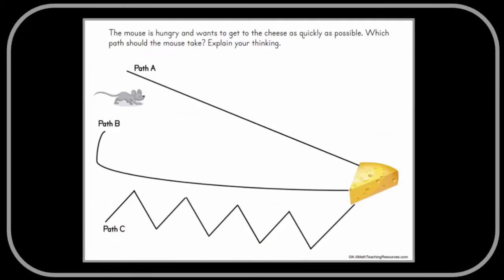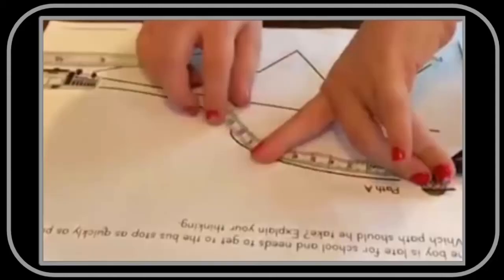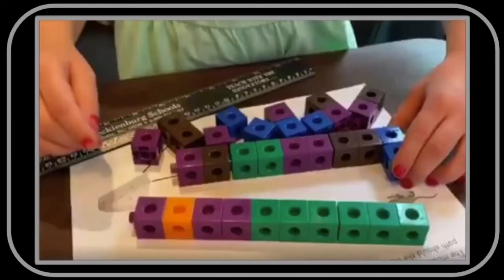In this next task, students were asked to predict which path would be the shortest. After making a prediction, they used a variety of tools to help justify their reasoning. Students soon discovered that some tools were better than others when trying to find the exact measurement of the different lines.